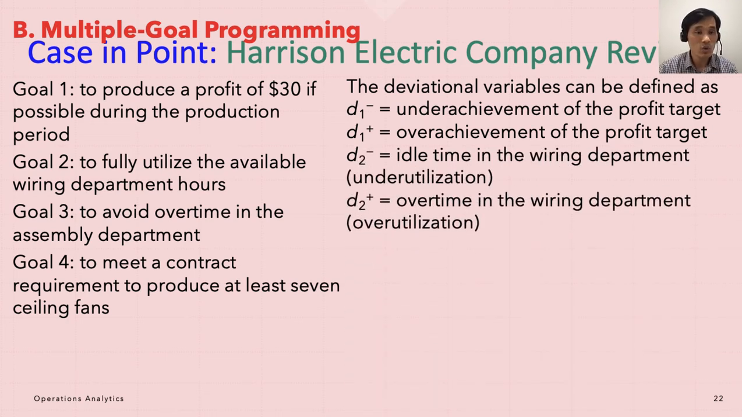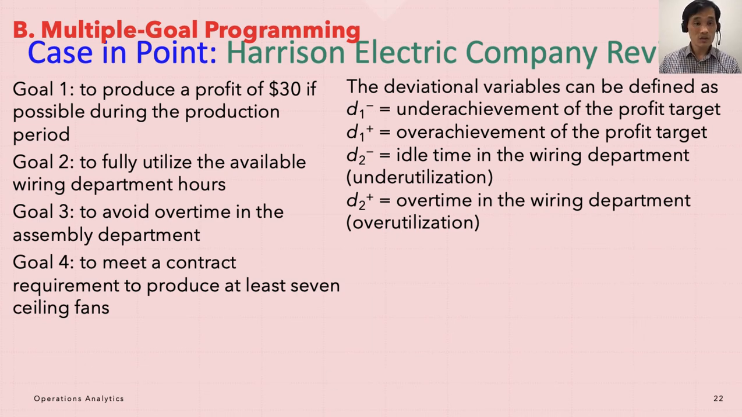And the second goal says utilize the available wiring department hours fully. And D2 minus is underutilization. Say you are supposed to use 30 hours, but you were able to use only 28 hours, as a result, 2 hours falling short. And at the time, D2 minus is going to be 2. And D2 plus is overtime in the wiring department, where you overutilized it. You are supposed to use 30 hours, but now you utilize 33 hours, then 3 hours would be overtime.